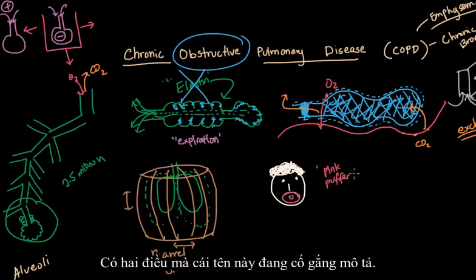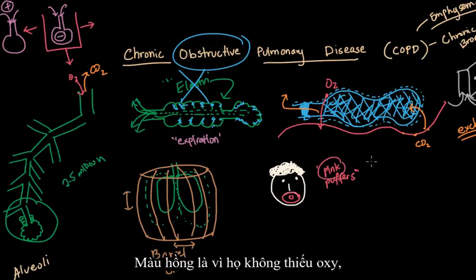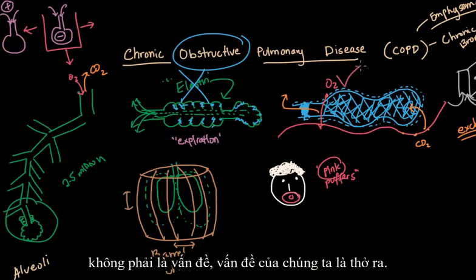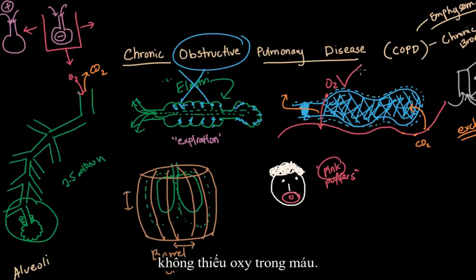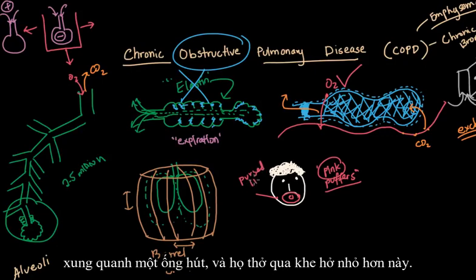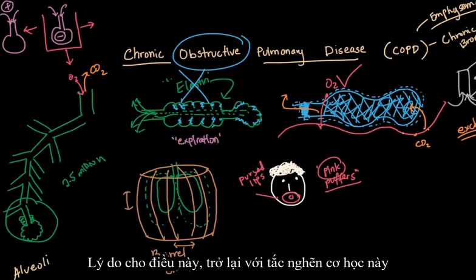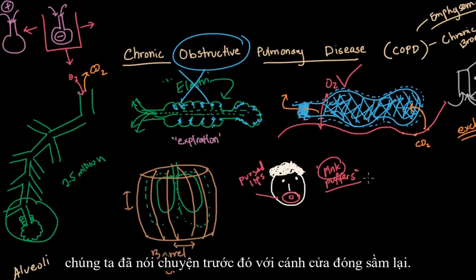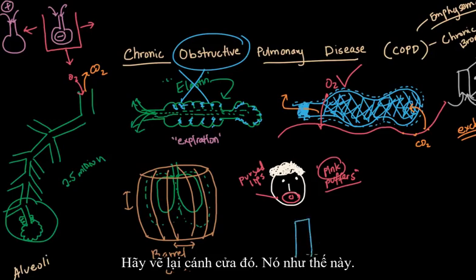Now, there are two things that this name is trying to describe. Pink is because they don't lack oxygen, so pink instead of blue. Remember I said that the oxygen getting into the lungs is not a problem. Our problem is in exhaling. So they're pink because they don't really lack oxygen in their blood. Now, puffers describes the fact that they have pursed lips. Pursed lips, kind of like if you imagine putting your mouth around a straw, and they breathe through this smaller opening. And the reason for this goes back to this mechanical obstruction we talked about earlier with the door slamming shut. So let's draw the door again.